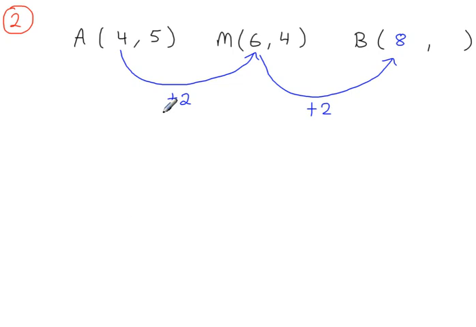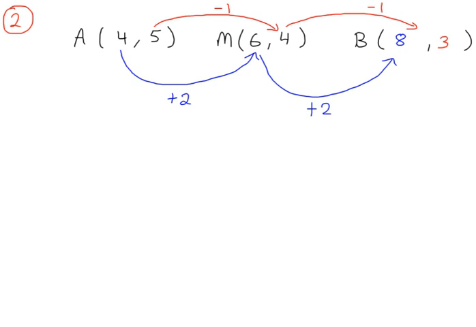And then the y coordinates, if we do exactly the same, to go from the 5 to the 4, we're subtracting 1, and repeat that again. So from the 4, if we subtract 1, we get 3. So there you go. B has coordinates (8, 3).